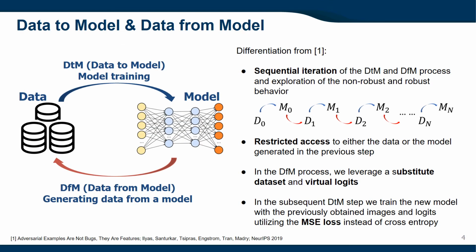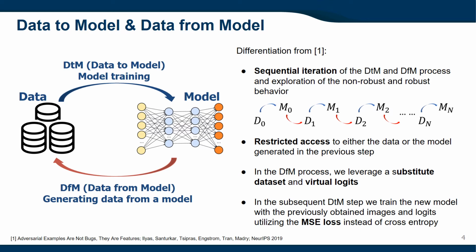Data is widely used in deep learning to train a model, which we term data to model, or in short DtM. For a better understanding of the relationship between data and model, we explore its reverse process, data from model, or in short DfM. DfM can be interpreted as a feature extraction process from the model to the data. We benchmark the work by Ilyas et al. and apply the following modifications and extensions.